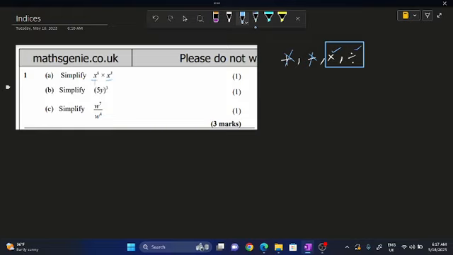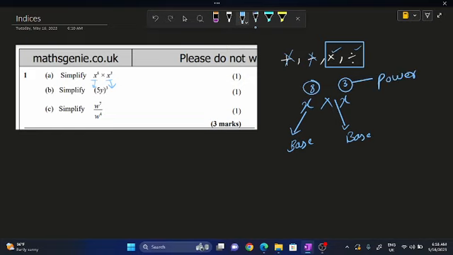You can see this is x, this is also x. It means that both variables have the same base. No doubt 8 and 3 are different, no issue, but you have to consider the base. For example, write it down over here, x raised to the power 8 times x raised to the power 3. This x is known as the base, this is also a base, this 3 is called the power, and this 8 is also called the power.